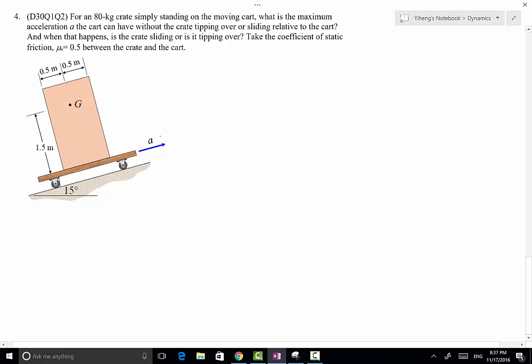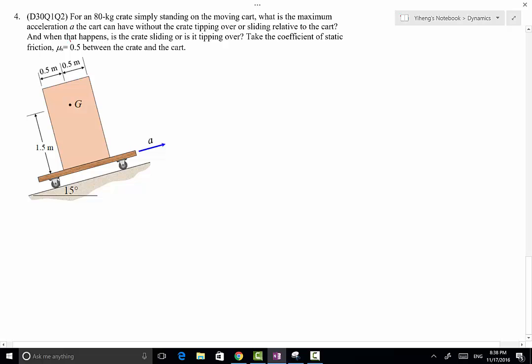So we need to determine this acceleration. What is the maximum acceleration that the cart can have without causing the crate to move? It could be either tipping over or sliding relative to the cart. This is the same thing as asking what is the minimum acceleration A needed for the crate to start moving. We need to determine when that happens, the relative motion of the crate with respect to the cart. Is the crate sliding relative to the cart, or is it tipping over?